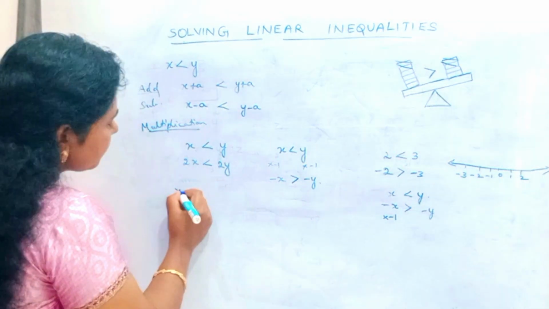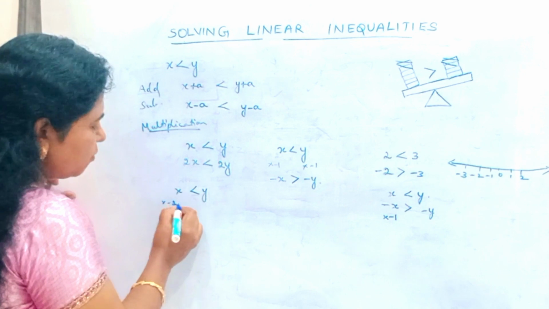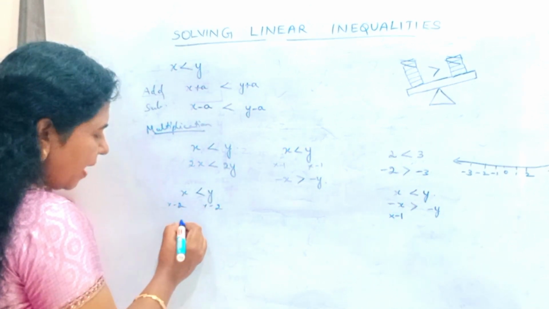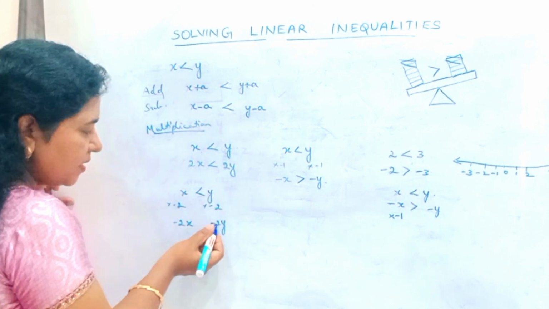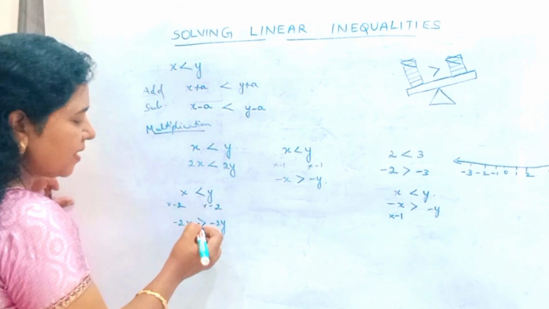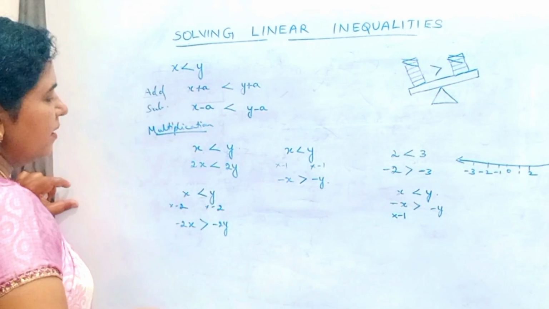Okay, now if I am going to multiply by minus 2 on both the sides, what happens? It becomes minus 2x, here also it becomes minus 2y. Since we are multiplying by a negative number, automatically we have to change the sign of inequality. So these are some concepts to be kept in mind.